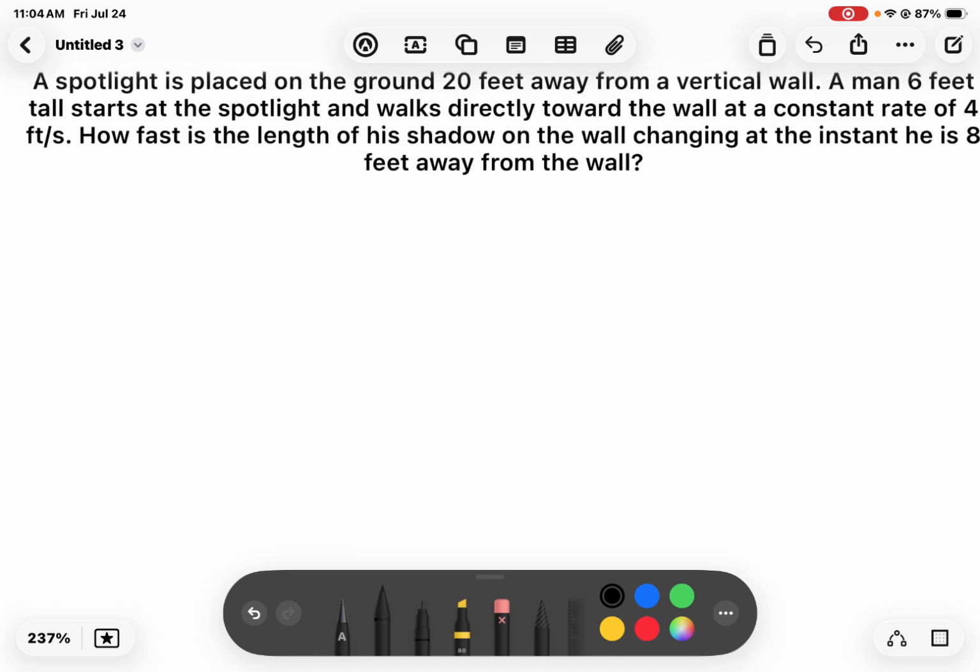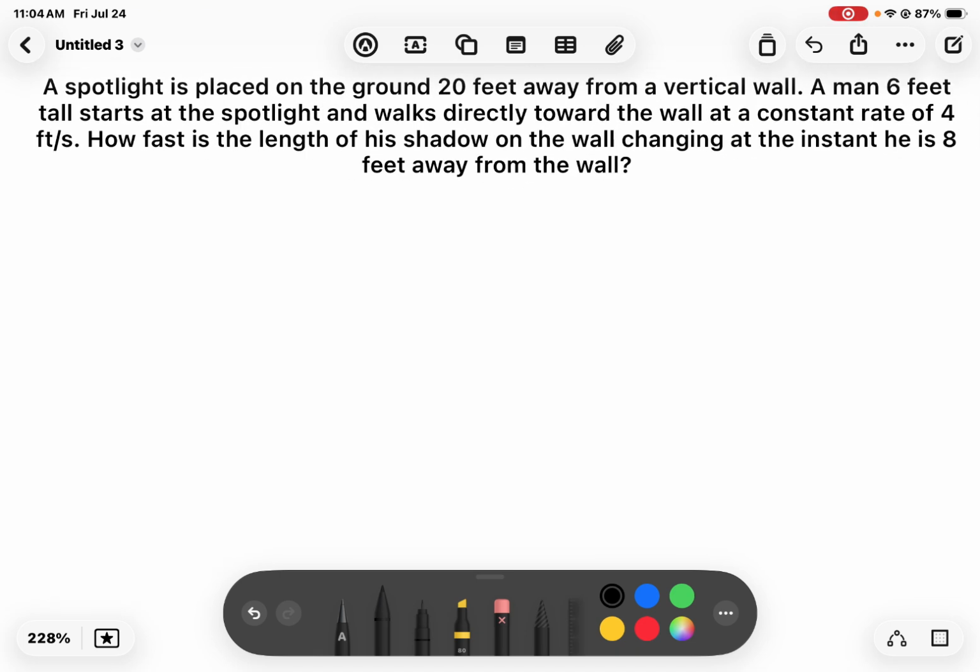Alright, so remember, first step is we must draw a picture. So we have some vertical wall, so I'll draw that vertical wall right here. And then at 20 feet away, we have a spotlight. So let's say the spotlight is over here, and so 20 feet away, this length is 20 feet. All right, good.